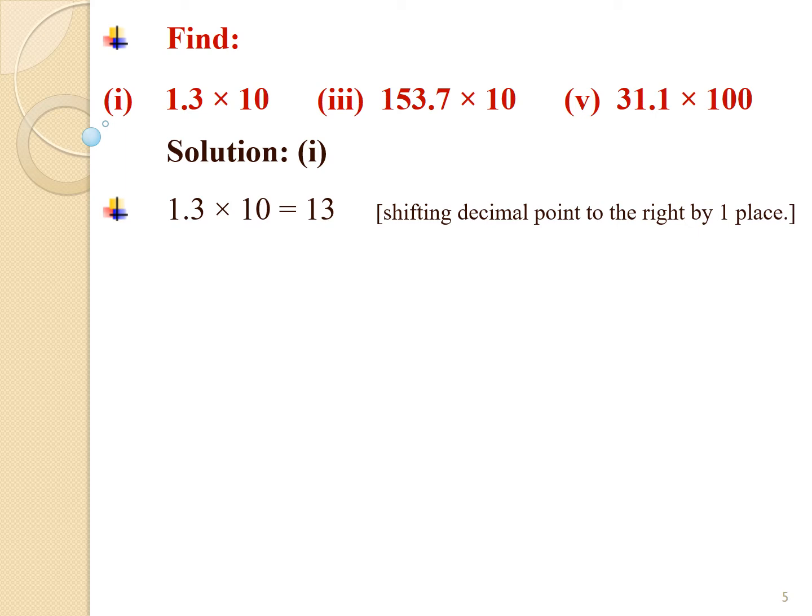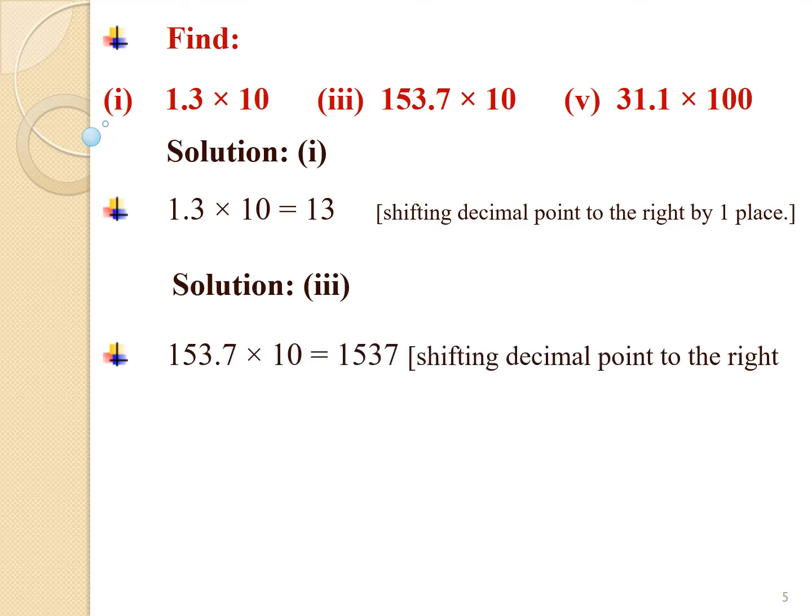Now let us solve sum number 3, 153.7 into 10. Shifting the decimal point 1 place to the right, we get 1537. Thus, 153.7 into 10 equals 1537.